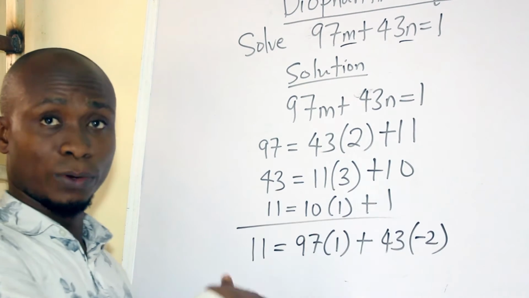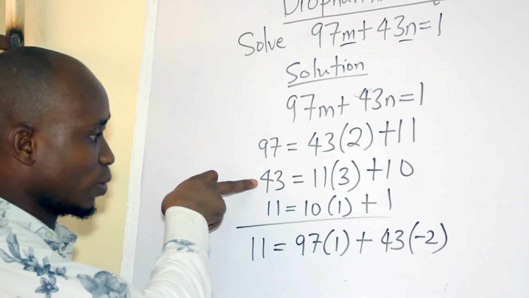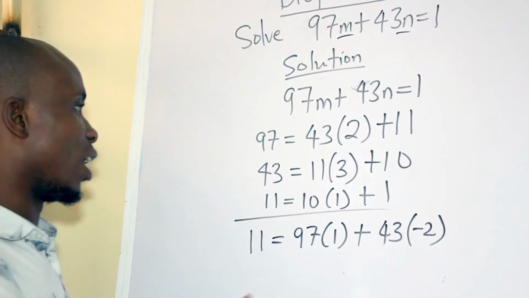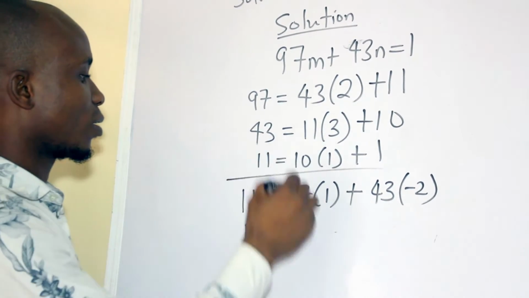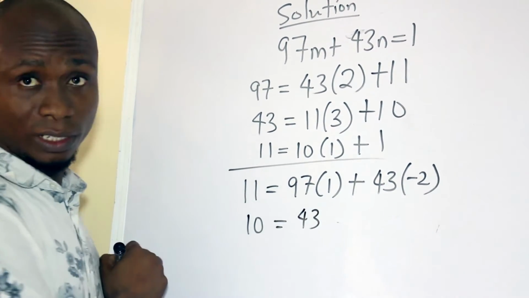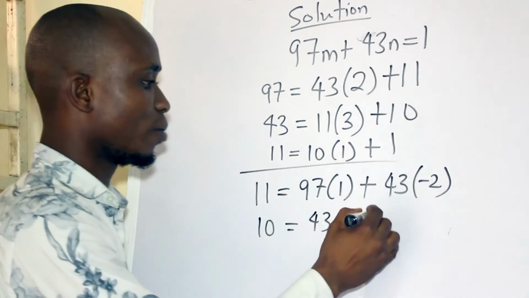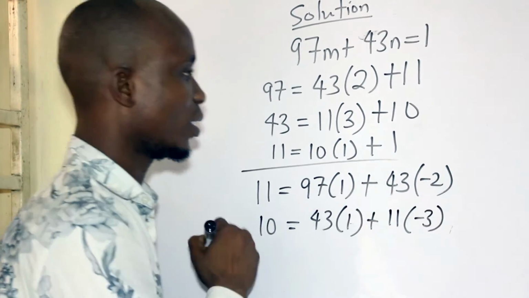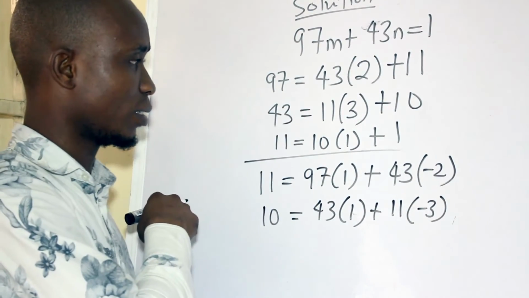So the same procedure will occur in this second equation and in the third equation. So here we're going to have 10 equals 43 multiplied by 1, which still gives us 43, plus 11 minus 3, because this figure is supposed to get a negative sign.